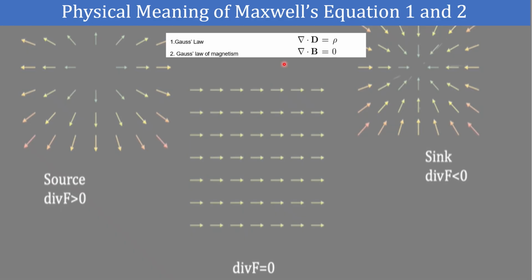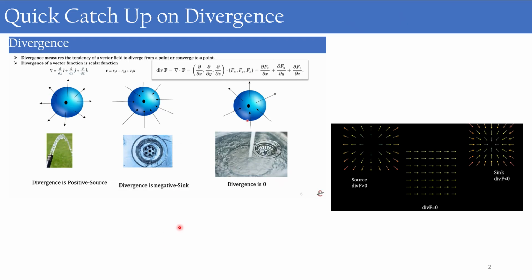Instead of just stating these equations, we are going to analyze the real physical meaning of them. In order to understand the physical meaning of these Maxwell's equations, it is very important to know what is meant by divergence, because these two equations are based on del dot D and del dot B. We have a full-length video on our channel explaining divergence, but here we can have a quick catch-up.